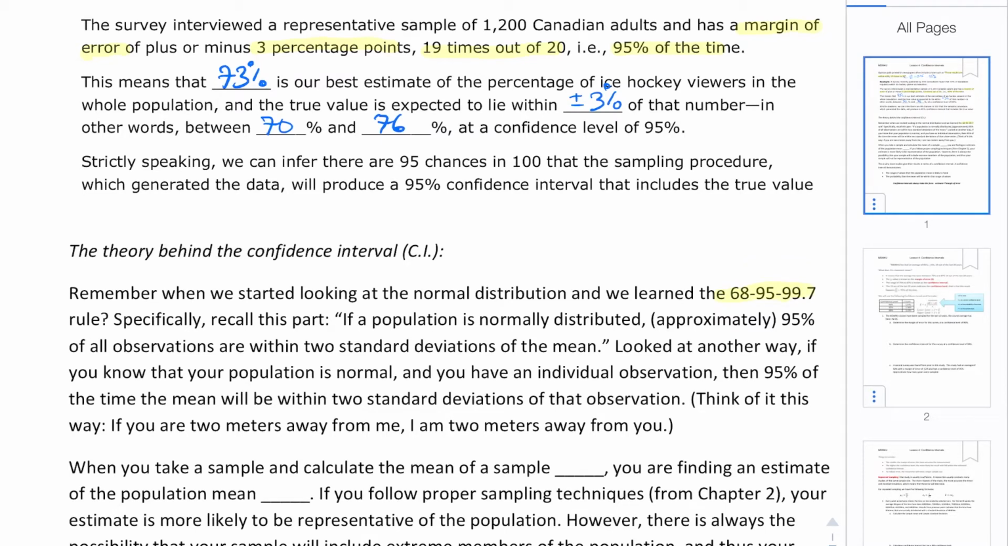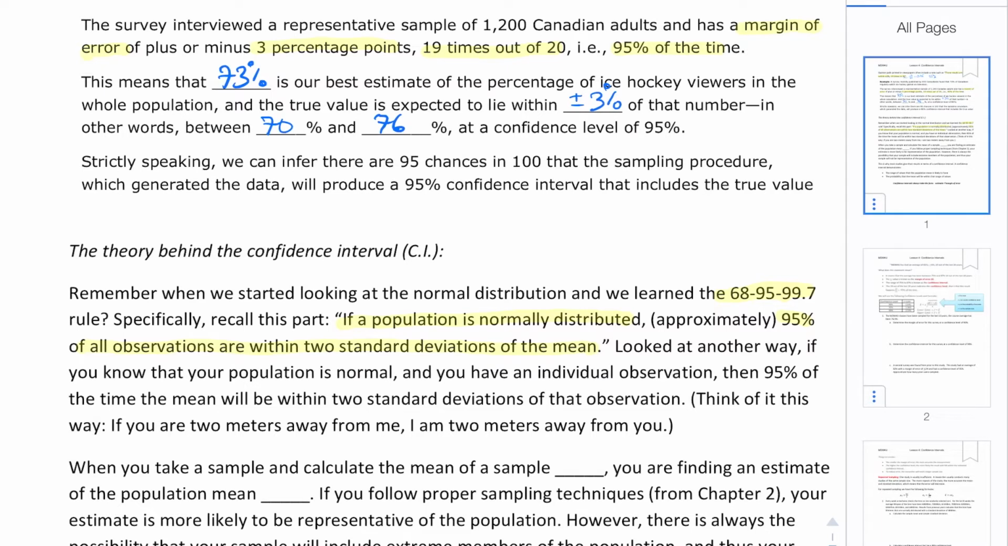So how this ties to the normal distribution. You remember when we started looking at the normal distribution and we learned this rule, the 68, 95, 99.7 rule. Basically, if a population is normally distributed, which a lot of times you're going to find certain things that can fit the normal distribution, we know that 95% of all observations are within 2 standard deviations of the mean. Looked at another way, if you know your population fits the normal, for example, if I looked at all of the students of the school, and I just randomly picked students out of the population, I know that the height of a student would fit within 2 standard deviations. I would have 95 out of 100 of those students would fit that.